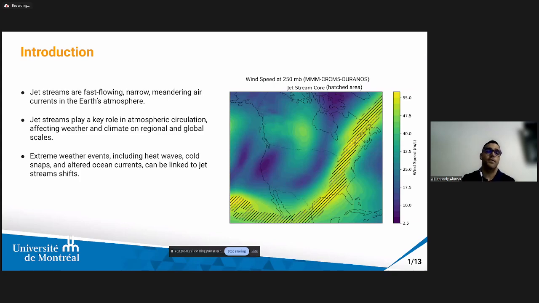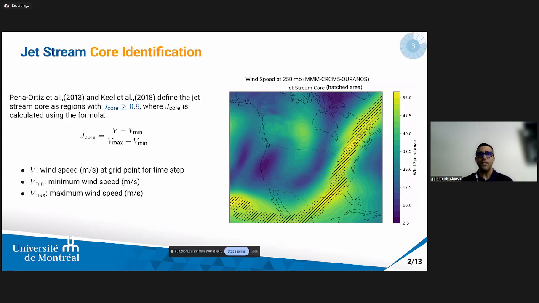So today we're going to talk a little bit about the jet streams. For that, you know that the jet streams are fast flowing narrow air currents in the Earth's atmosphere that play a key role in atmospheric circulation, affecting the weather and the regional climate, and also on global scales. The extreme weather events, including heat waves, cold snaps, and altered ocean currents, can be linked to the jet stream as well.